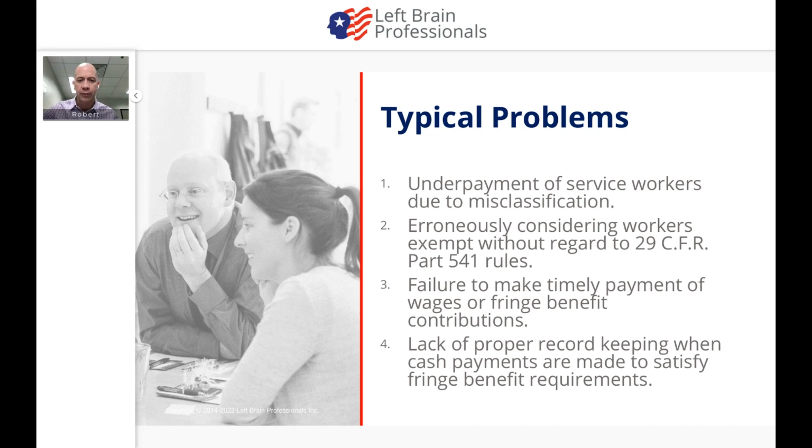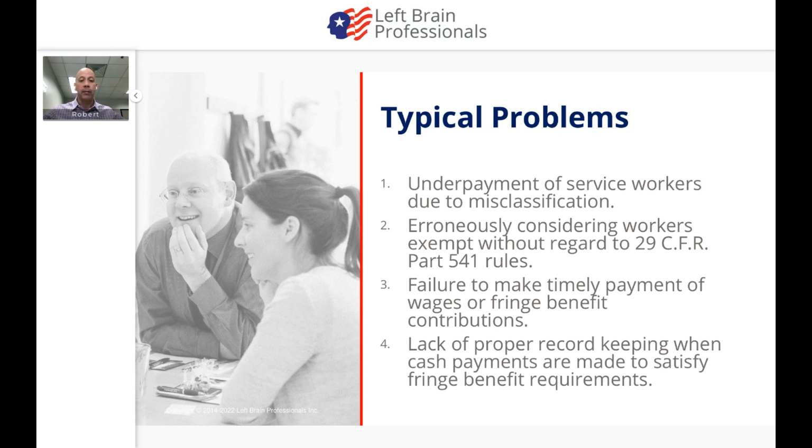I'm going to skip the second one for the moment. Failure to make timely payment of wages or fringe benefit contributions. So we do have to make sure that we are paying those contributions on a monthly basis. We can't wait and say, oh, I'm going to wait till the end of the year to catch up, or, in the case of if you elected to pay wages in lieu into a retirement plan, there are some, again, very specific requirements of when those contributions do need to be made.